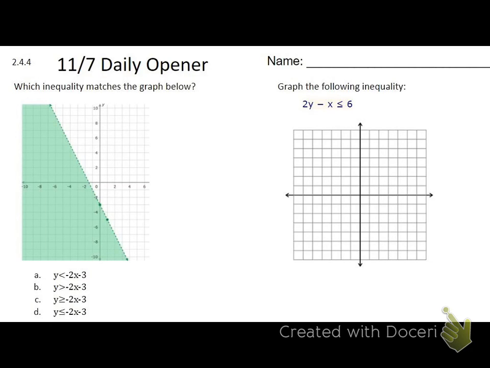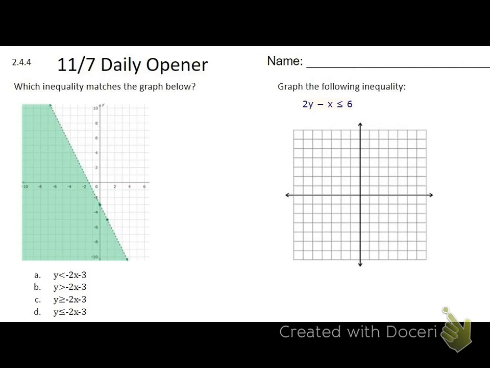Okay, so the opener today, the first question reads, which inequality matches the graph below? This is similar to the kind of opener that we had yesterday. We know that we can go through a process of elimination for my multiple choice answers, and I can get rid of 2 automatically based on what alone? Equal to or not equal to.